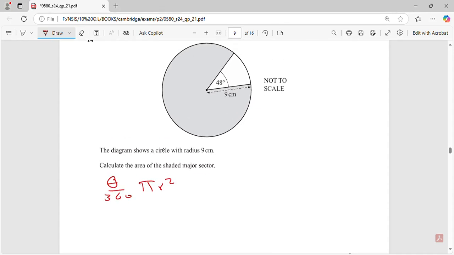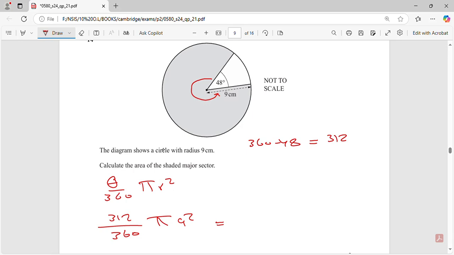Is there anything hard? This is angle 48. Of course, the reverse angle would be 360 minus 48, which is 312. So it will be 312 divided by 360. Do you understand the part? Multiplied by r, it would be 9 power 2. Okay?